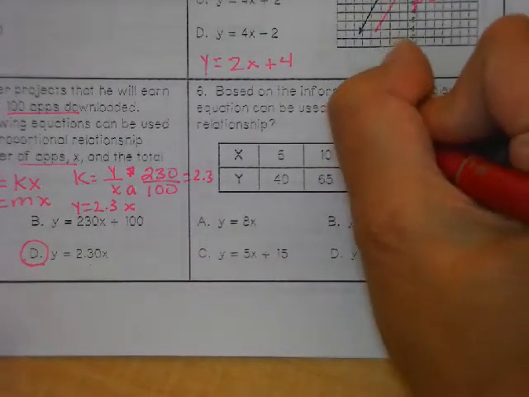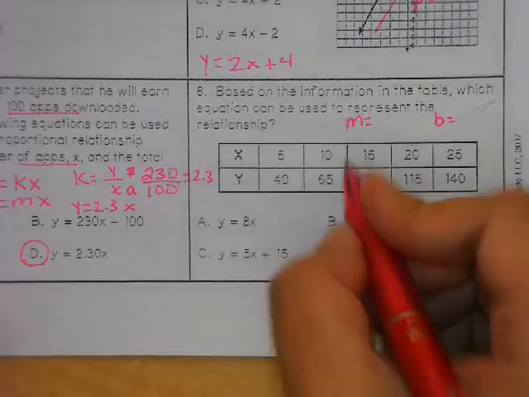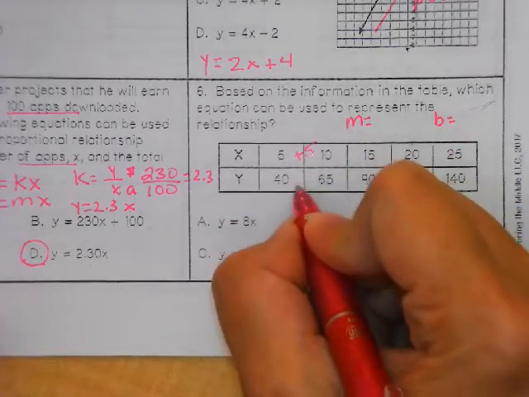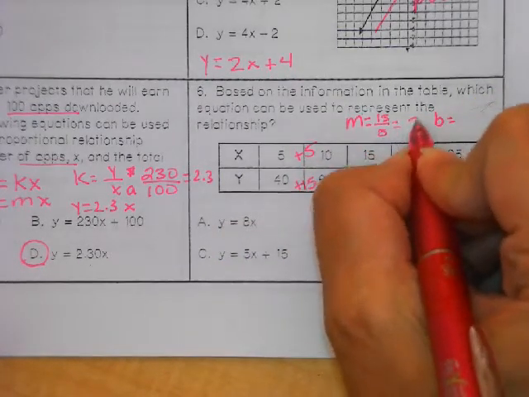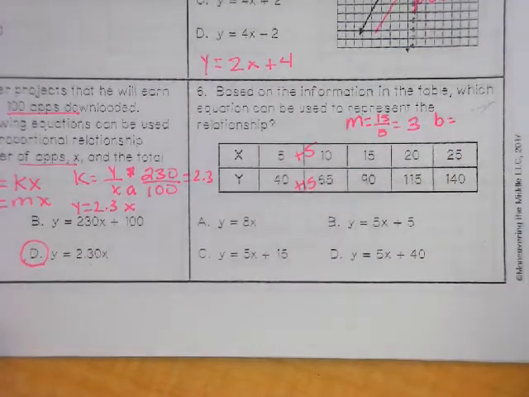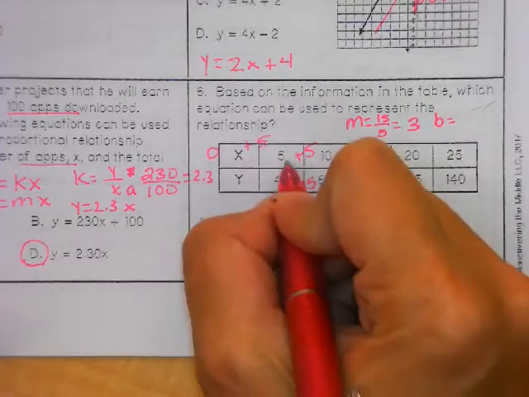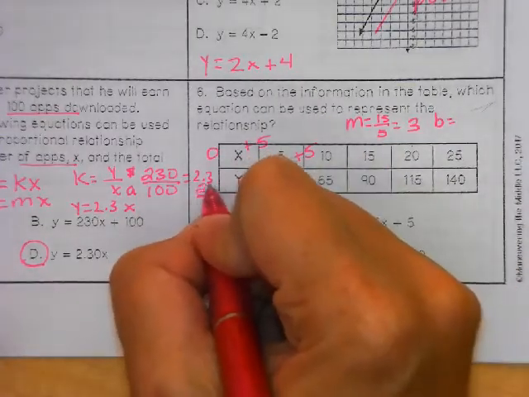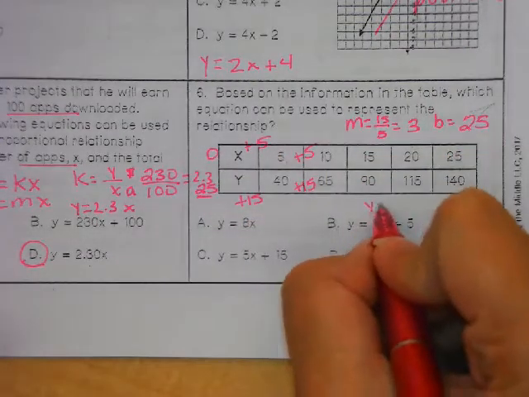So again, we need the m and we need the b. Notice the b is not listed here, but we can work backwards. So this is plus 5 and this is plus 15. So change in y over change in x. That is 15 over 5, not 5 over 15. And if we go backwards, 0 plus 5 is the 5. So something plus 15 is 40. 25 plus 15 is 40. So my b is 25.